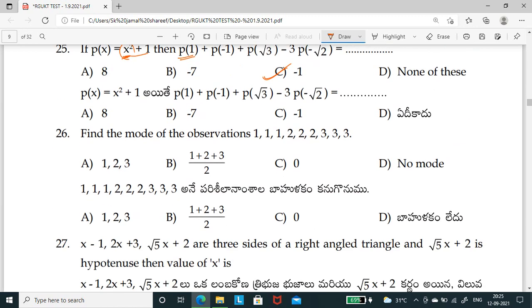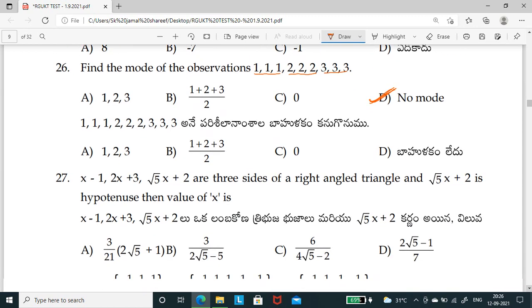Next, moving on to question number 26. Find the mode of the observations. So here how many ones are there? 3 ones, 3 twos and 3 threes are there. So when all are the same number of times, then we say that there is no mode for that question.